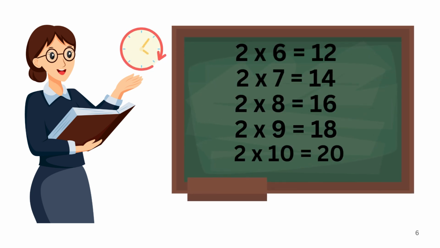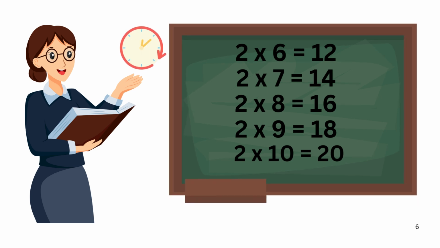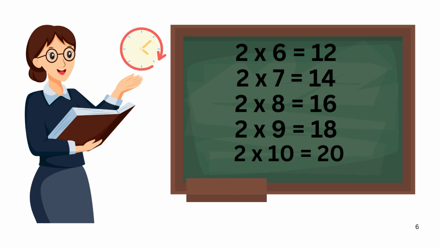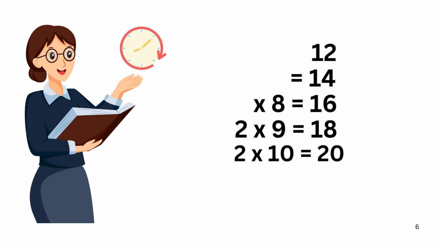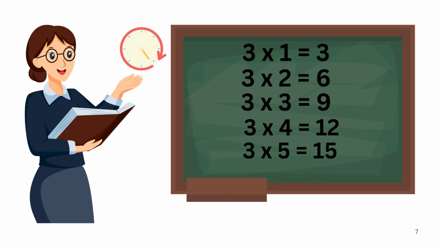2 multiplied by 6 equals 12. 2 multiplied by 7 equals 14. 2 multiplied by 8 equals 16. 2 multiplied by 9 equals 18. 2 multiplied by 10 equals 20. Good. We just learned the tables of number 2.